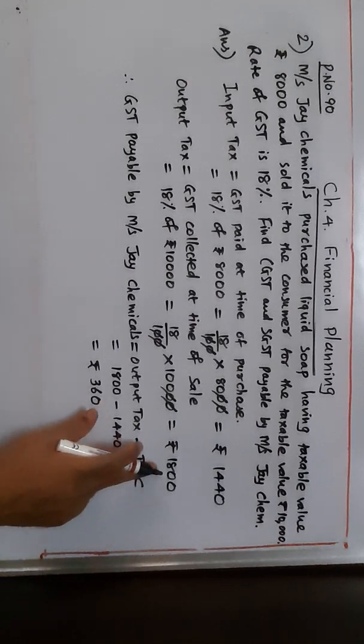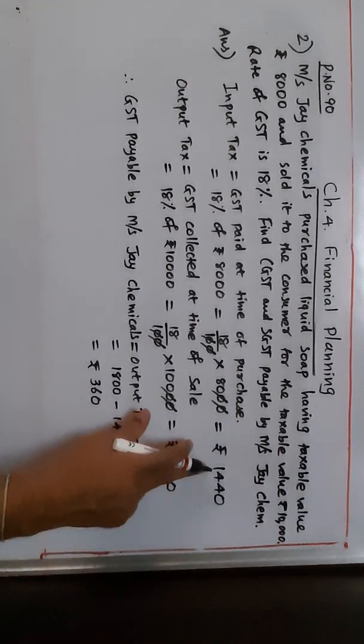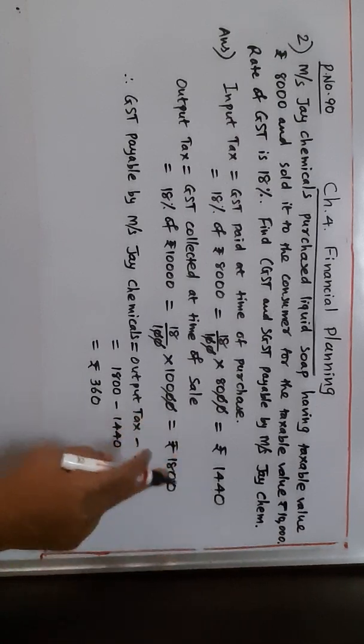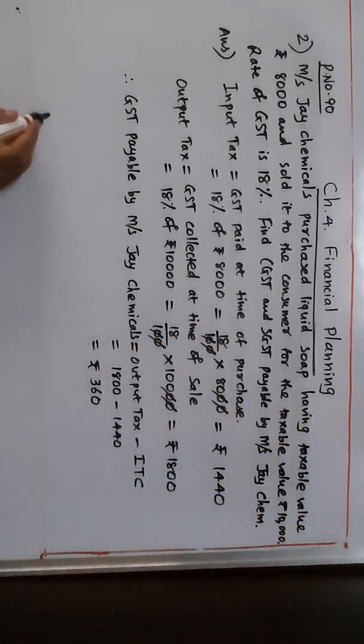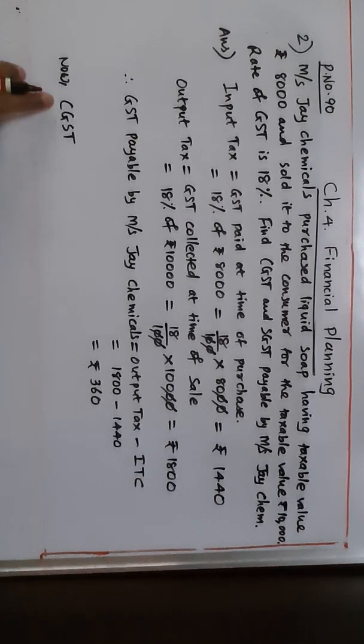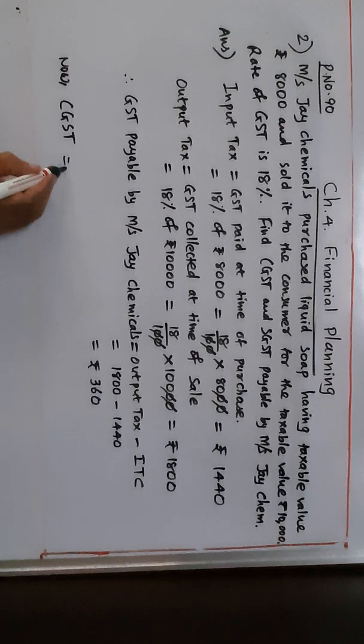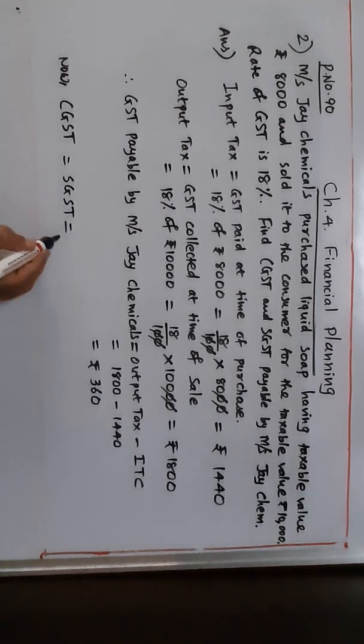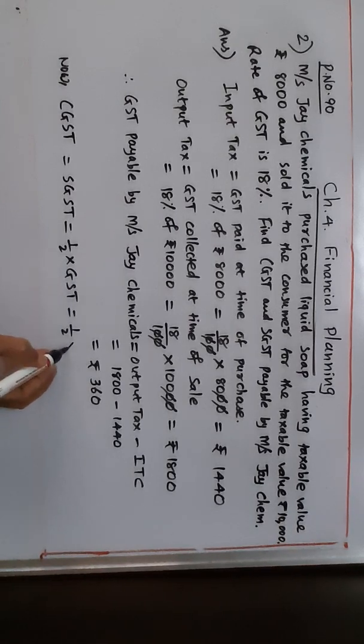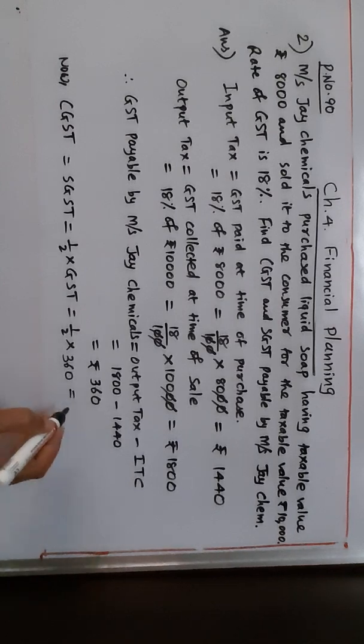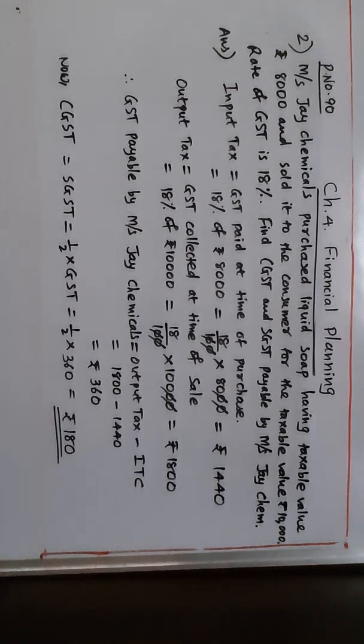Not 1800 completely. From 1800, the 1440 rupees they have to subtract, because they have already paid this tax to the manufacturer. Now SGST and CGST are each half of the payable GST. That is very simple. Now CGST, as a habit, write the central government tax first. CGST is equal to SGST, and both are equal to half of GST payable. Half of 360 rupees is rupees 180. So the CGST is rupees 180 and SGST is also rupees 180.